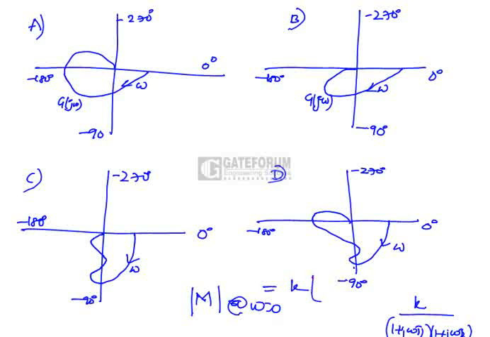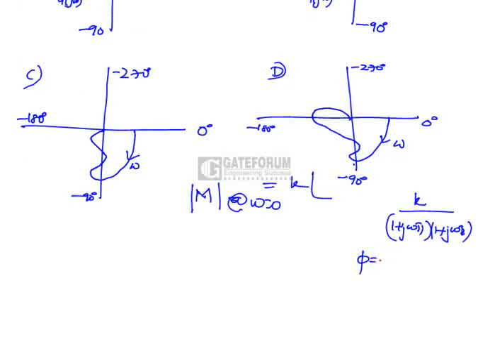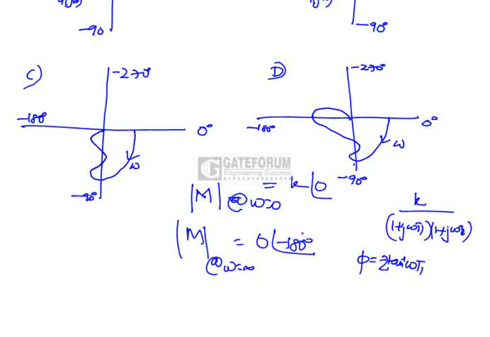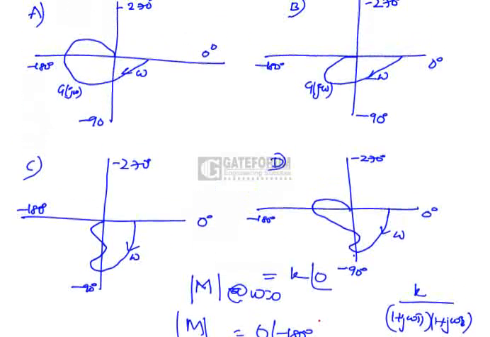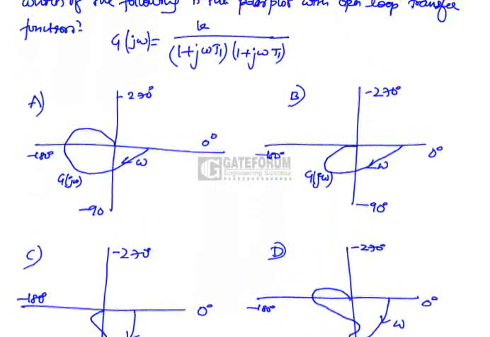The angle for this one is given as phi is equal to minus tan inverse of omega t1 minus tan inverse of omega t2. At omega equal to 0, tan inverse of 0 is equal to 0. So this is k at an angle 0. Now what is its magnitude and angle at omega equal to infinity? At omega equal to infinity, it has magnitude of 0 and angle of minus 180 degrees. Now from these options we can directly eliminate option A and option D, because this is touching at 270 degrees.